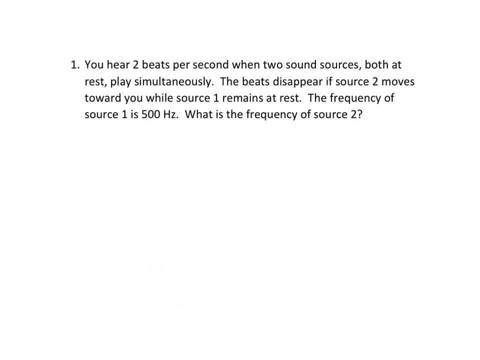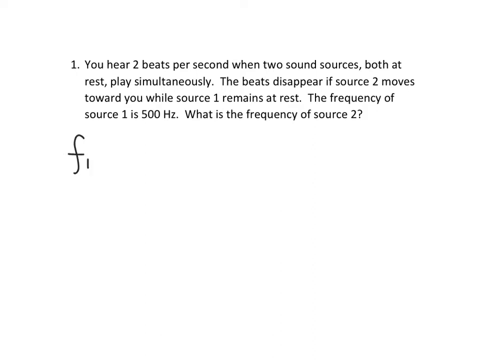So here's a quick example. You hear 2 beats per second when two sound sources, which are both at rest, play simultaneously. The beats are going to disappear if source 2 moves towards you while source 1 remains at rest. So this is combining the Doppler effect. The frequency of source 1 is 500 hertz. What is the frequency of source 2?